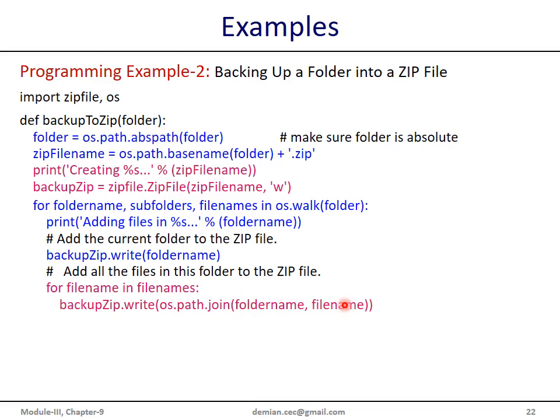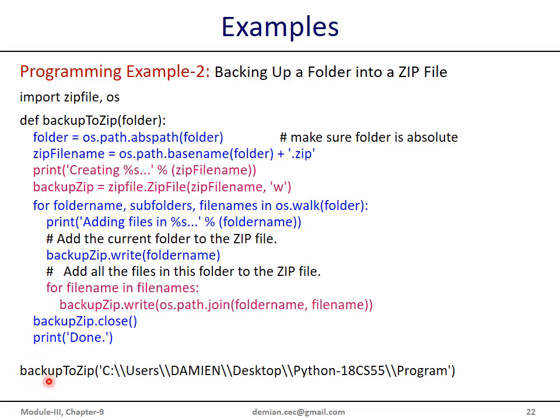Folder name specifies the absolute path of the folder, and then we add the file name. And once it is done for all these folders, subfolders, and files present in all the nested folders, we close this backup zip file object. And this is the main program where we make a call to the function, passing the actual absolute path. Even if you pass the current working directory, we are going to convert that relative path to an absolute path. This is how we can create a backup file for a given folder by compressing the files and the subfolders present in a folder.